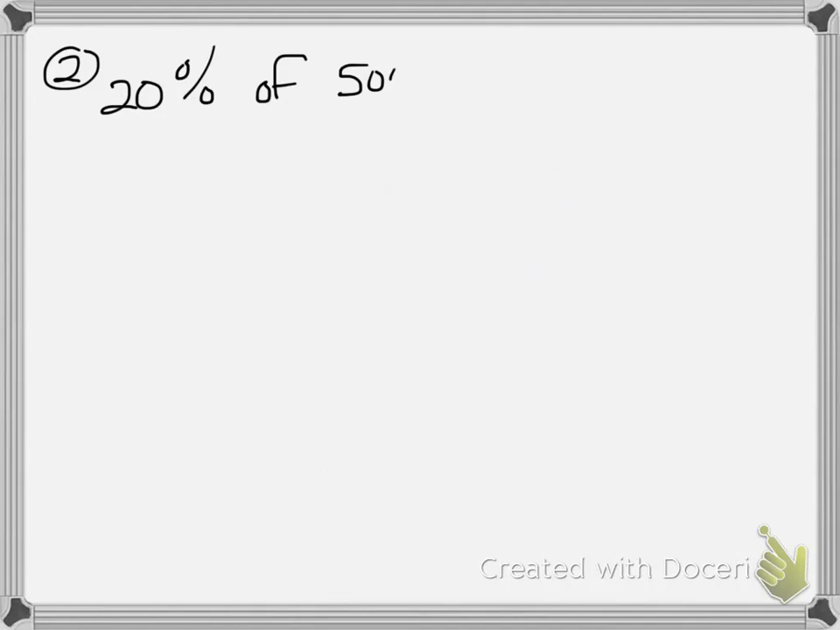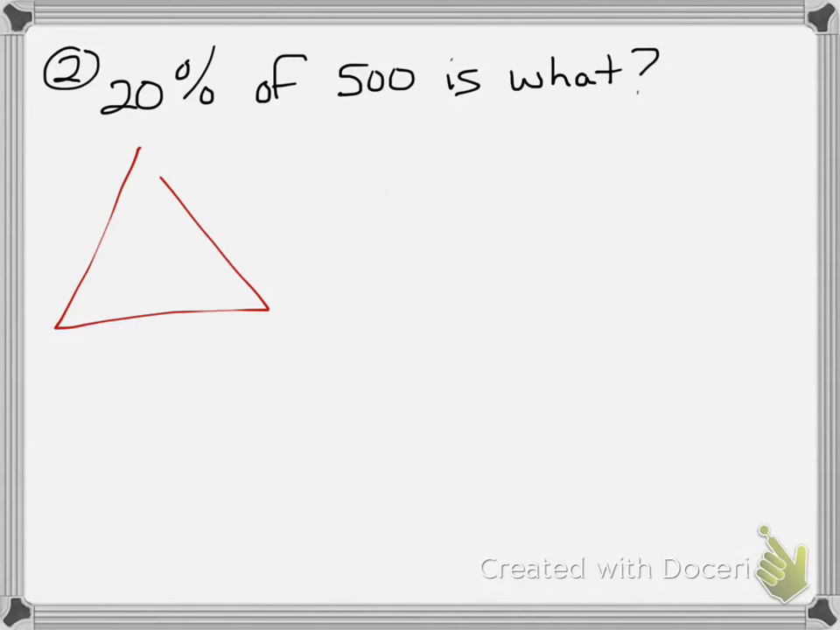20% of 500 is what? Right, triangle method prevails. Pop the triangle. There it is. Got the word of there. There's the word of. I see the word of 500.